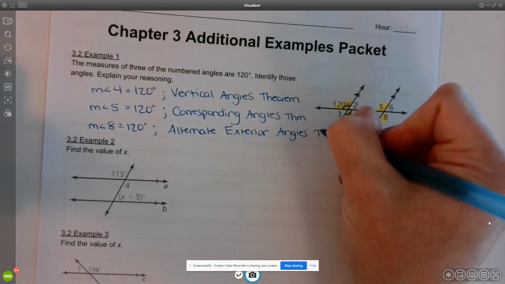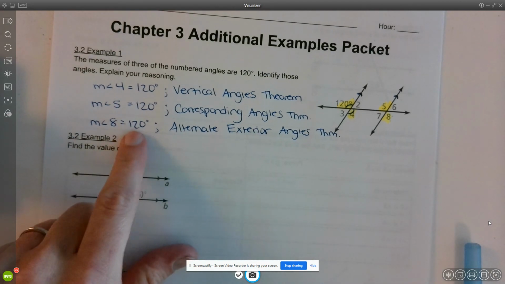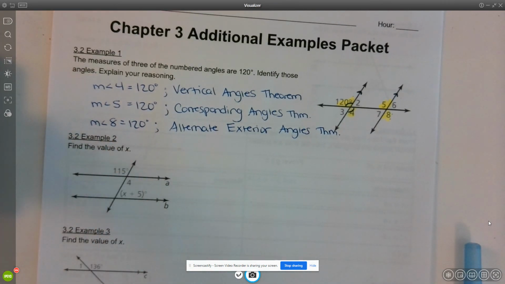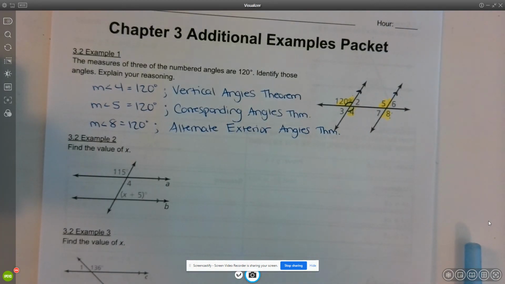are congruent as well. So I found the 3 angles that are 120 degrees, and to justify my reasoning, I wrote what theorem I was using to show they are congruent.